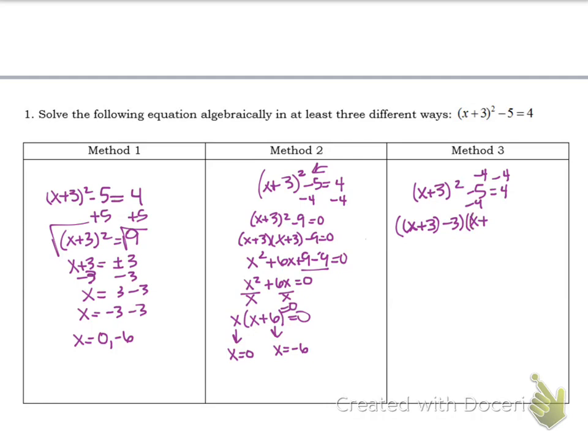And then I've got x plus 3 equals 0. Then I would get x plus 0 equals 0. X plus 6 equals 0. So when I solved it, I'd get x equals 0 and x equals negative 6. I prefer the other two methods because those are the methods you guys have seen a lot more.